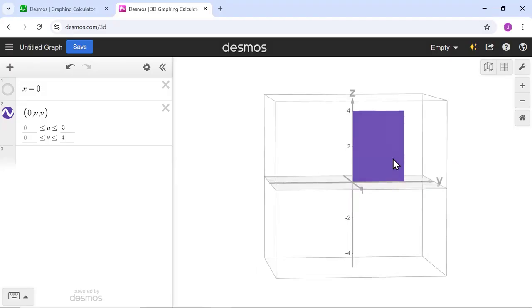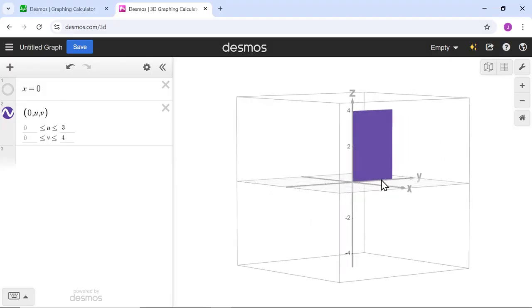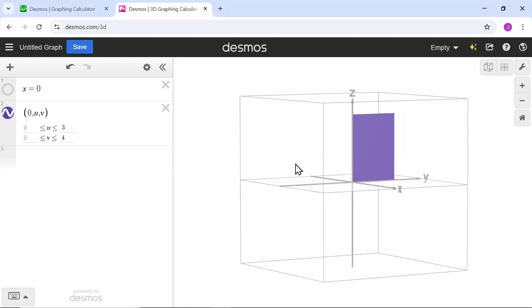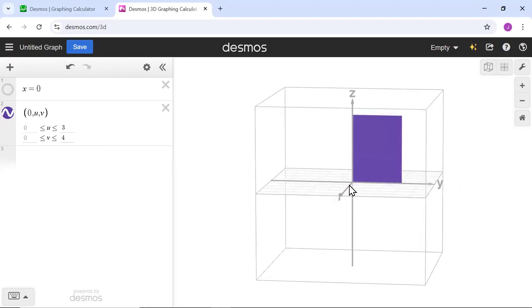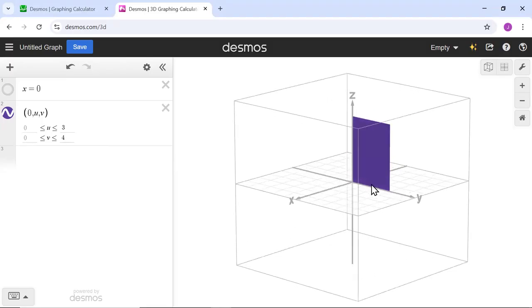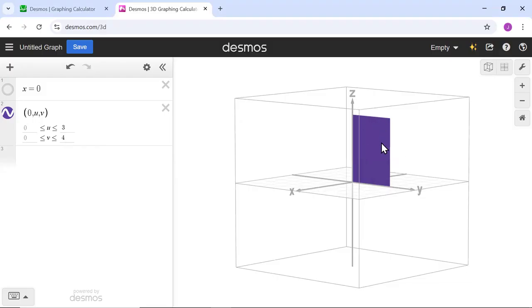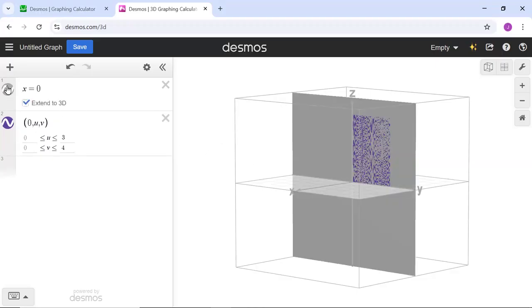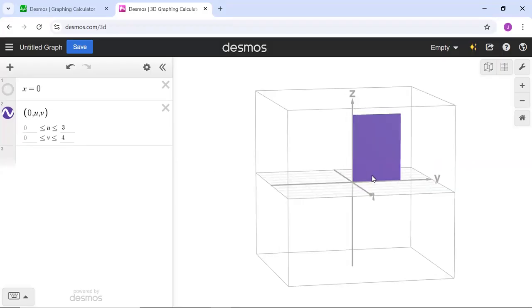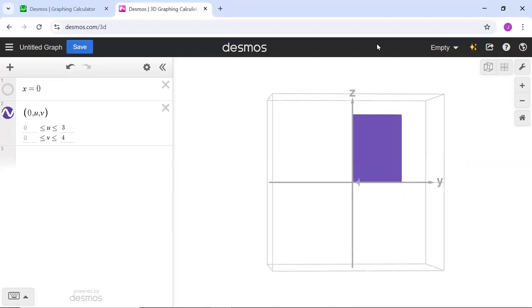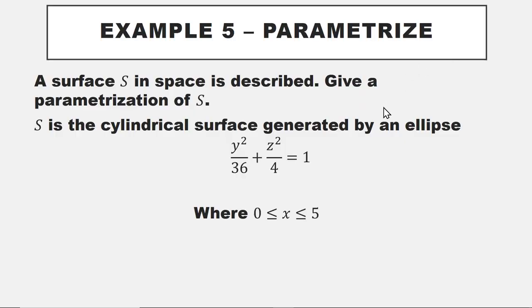And we can actually graph a vector valued function with two variables if we want to in an app like Desmos. So we just get this rectangle that's a portion of the YZ plane, or the plane x equals 0. So there you go. You get a portion, that's that rectangle. Let's take a look at another example.